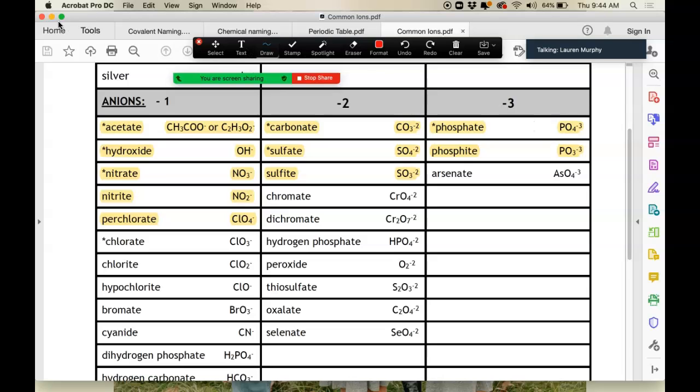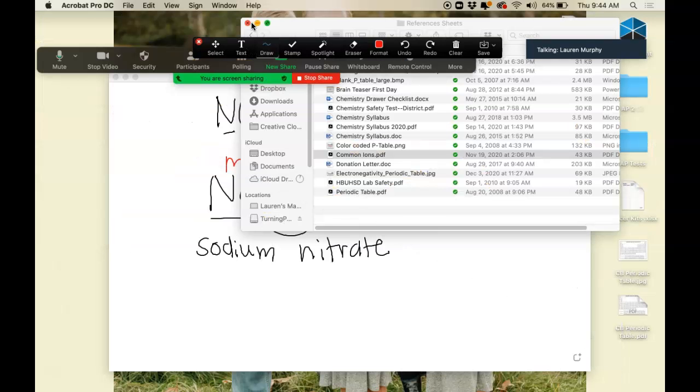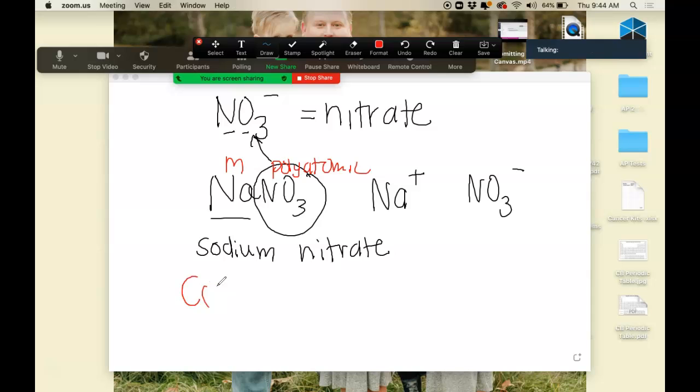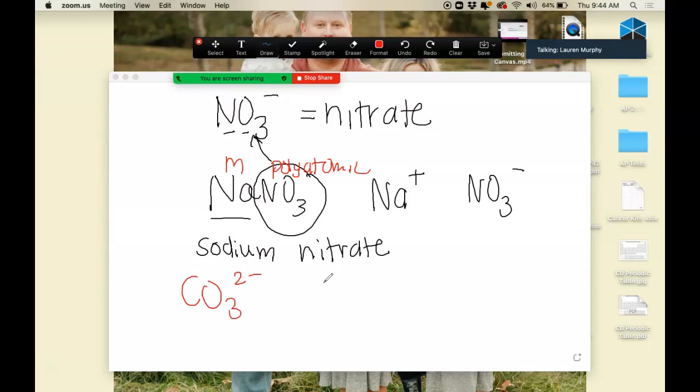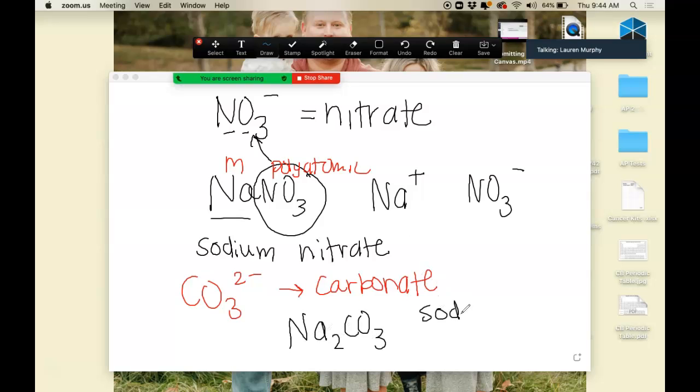Okay? So, let's try something else. This polyatomic ion's name is carbonate. So again, you need to memorize that. So look at this. I'm going to pair it with sodium again. It looks like this. So this guy's name is sodium, metal, carbonate, polyatomic. Sodium carbonate.